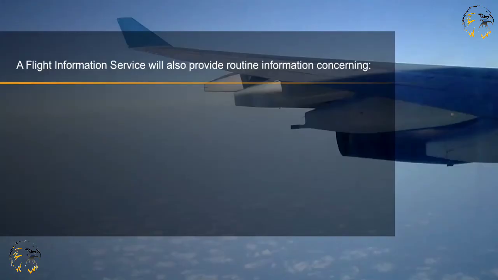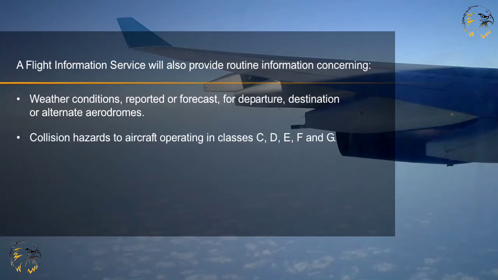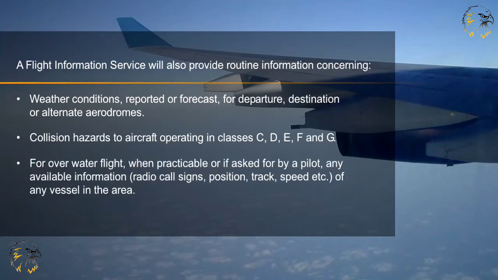A flight information service will also provide routine information concerning weather conditions, reported or forecast, for departure, destination or alternate diversion aerodromes, collision hazards to aircraft operating in classes C, D, E, F and G, for over-water flight, when practicable or if asked for by a pilot, any available information, such as radio call signs, position, track or speed, of any vessel in the area.